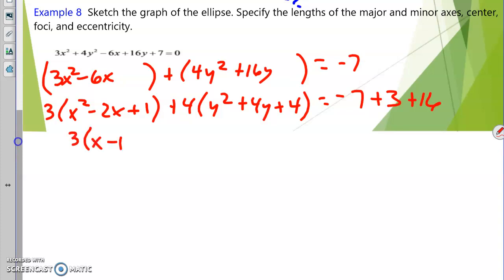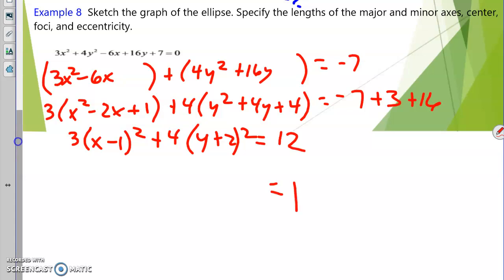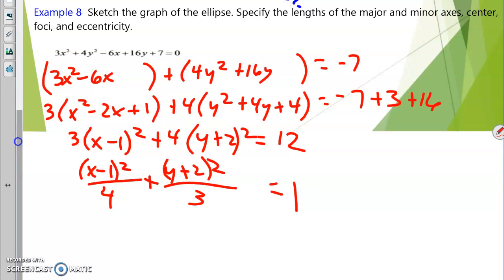And so then I get equals 12 over there. But remember, this side has to equal 1, so I'm going to divide everything by 12, so I get (x minus 1) squared over 4, plus (y plus 2) squared over 3. And so now I'm in my standard form of an ellipse, and let's take a look at how this one looks before we find all of our stuff.